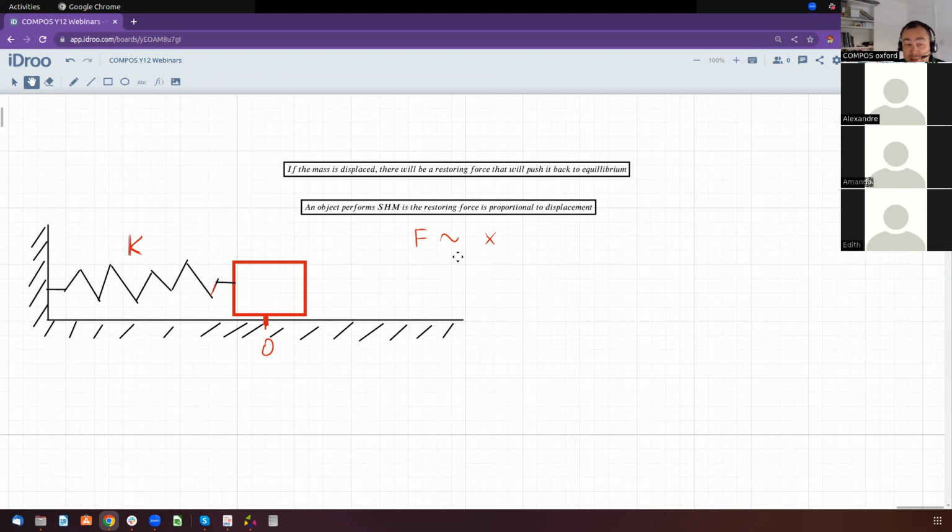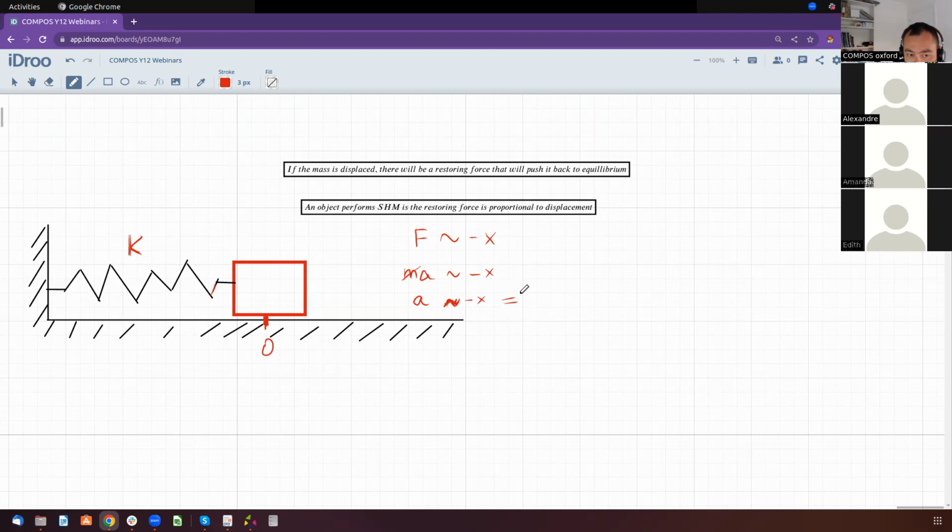Now, of course, force is in the opposite direction of displacement. So we say force is proportional to minus x. But we also know that force is mass times acceleration. So mass times acceleration is proportional to minus x. We can divide by m, and we can say that a is proportional to minus x, without losing the proportionality. Since m is constant, we can divide by m.